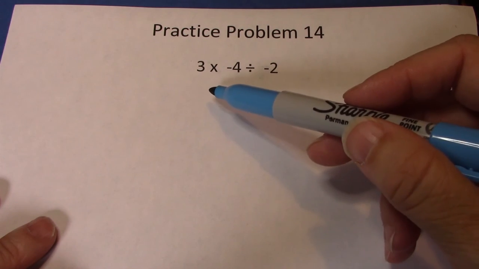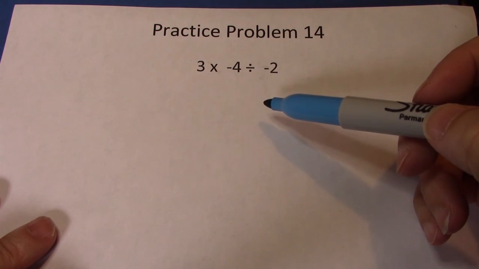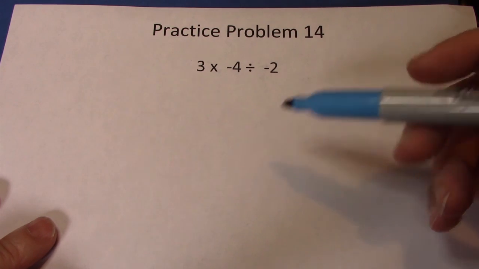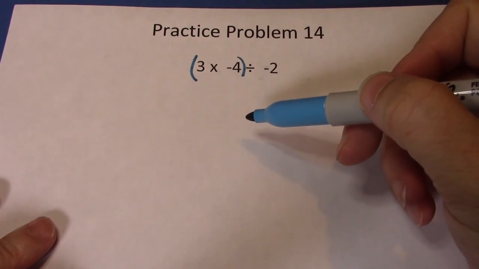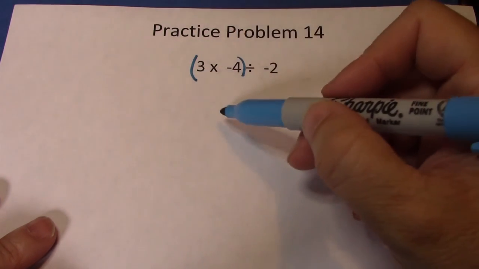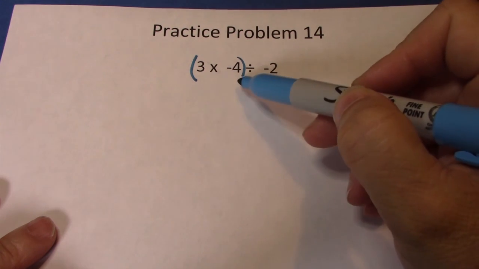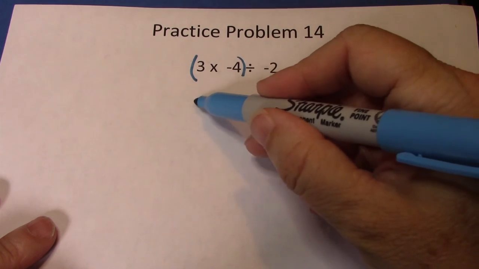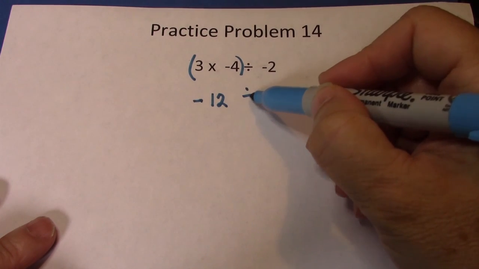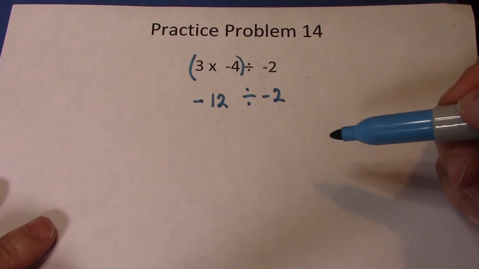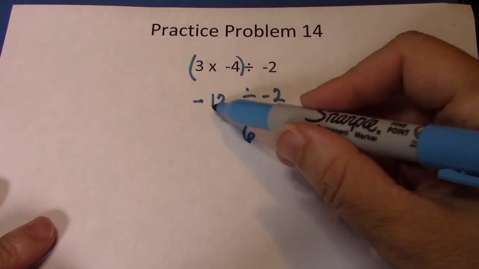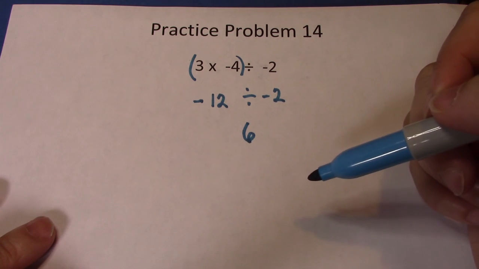Problem 14 has some multiplication and some division. But again, in PEMDAS, we're doing our multiplication and division together, left to right. So let's just consider this part first. Remember, I can put parentheses around this because of the associative property. So 3 times negative 4. 3 times 4 is 12. It's negative because one's positive and one's negative. Now, here's the rest of the problem. 12 divided by 2 is 6, and these are the same signs, so the answer is positive 6.